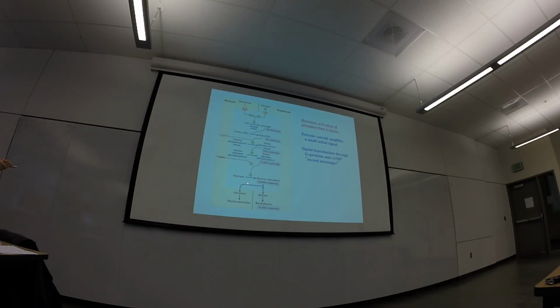Which in the muscle is used to do the work of the muscle, and liver is used to shoot it out to the bloodstream. And the amplification cascade means you get a ton of glucose coming out from a single binding event at a membrane.